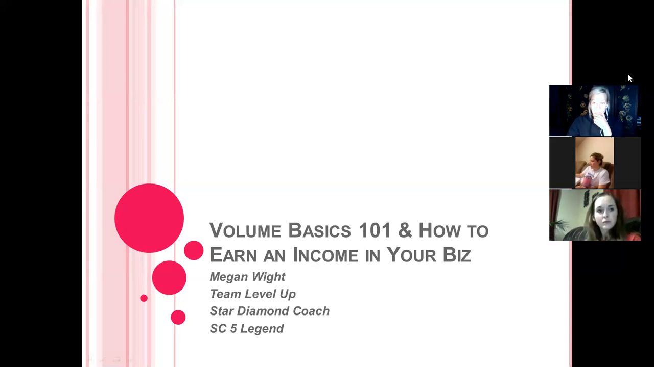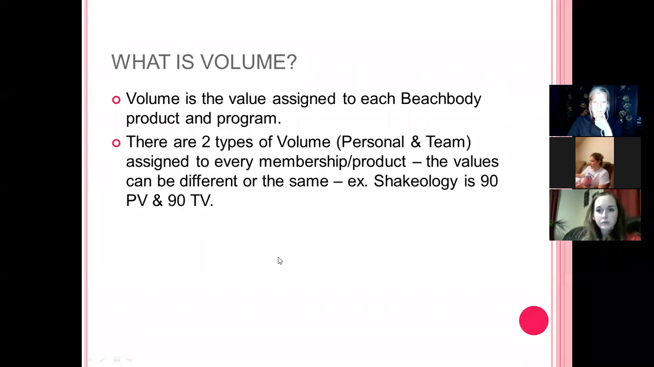So here we go. Volume is the value assigned to each product or program. I think we all kind of know that. There are 2 types. There's personal volume, which is your PV, and then there's team volume, which is TV. Both types of volume are assigned to every product, program, and membership. Now, we don't really have individual programs, DVDs, like we did when I started. Now everything's digital and on Beachbody On Demand. So it's assigned to every membership, like BOD.